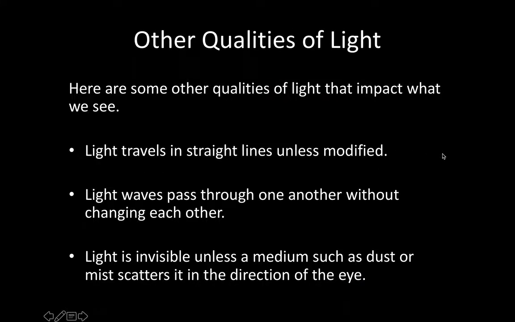Here are some other qualities of light that have an impact on what we see and are useful for lighting designers, or designers in general, to understand. Light travels in straight lines unless modified. The result of that is that we can get a shadow. If you put your hand out in front of a light source, it creates a shadow, or it blocks the light. Because the light is traveling in a straight line, it hits that hand and is not able to go around it.